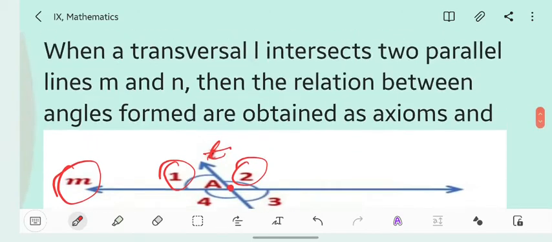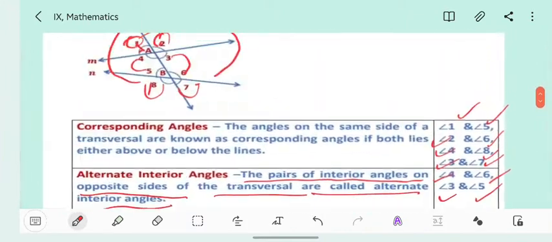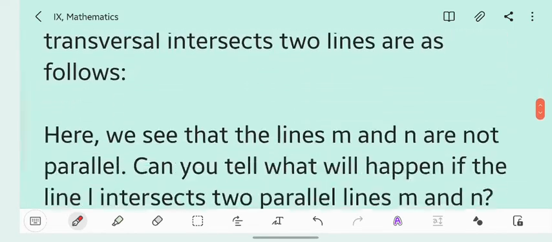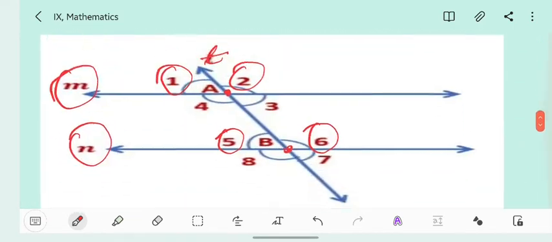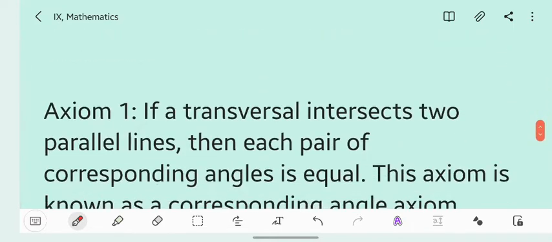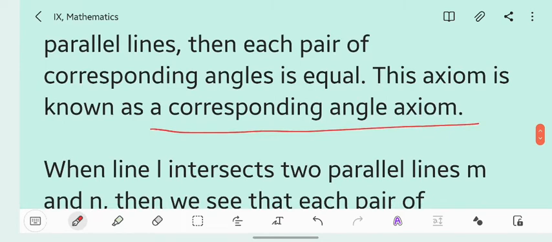In the previous diagram, we cannot say angle 1 equals angle 5, or 2 equals angle 6, or 4 equals angle 8, and 3 equals angle 7. It is not so sure there. So only when the lines are parallel to each other can we say that the angles are equal to one another. Okay, so that is the corresponding angle axiom.